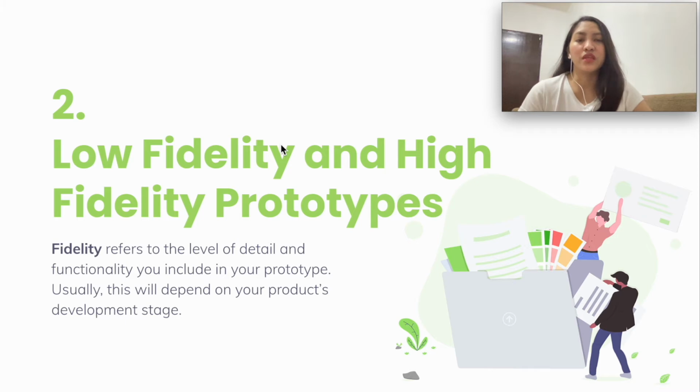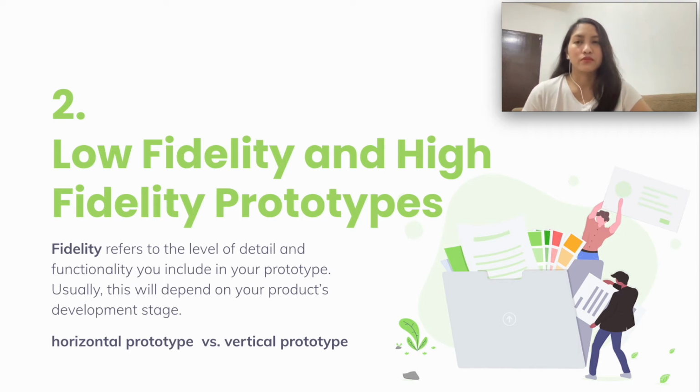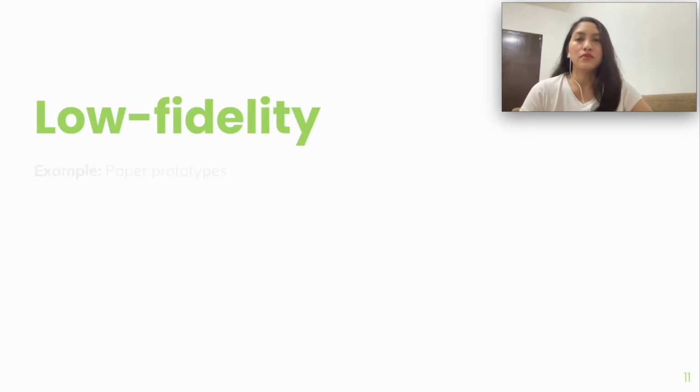Fidelity refers to the level of detail and functionality you include in your prototype. Usually, this will depend on your product's development stage. You can construct one that gives a wide view of the entire system or subsystem, called a horizontal prototype, or one that gives a detailed view of just one feature, that is what we call a vertical prototype. The level of fidelity you choose should be appropriate for presenting to users in user testing so they can give focused feedback. So now let's discuss low fidelity prototype.